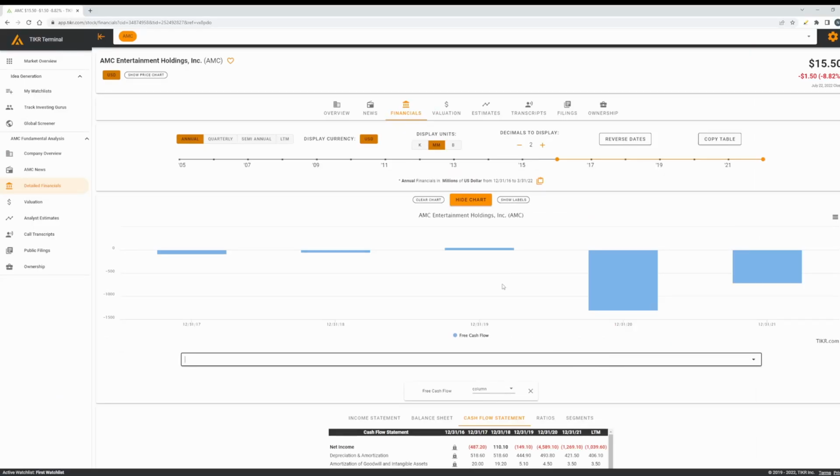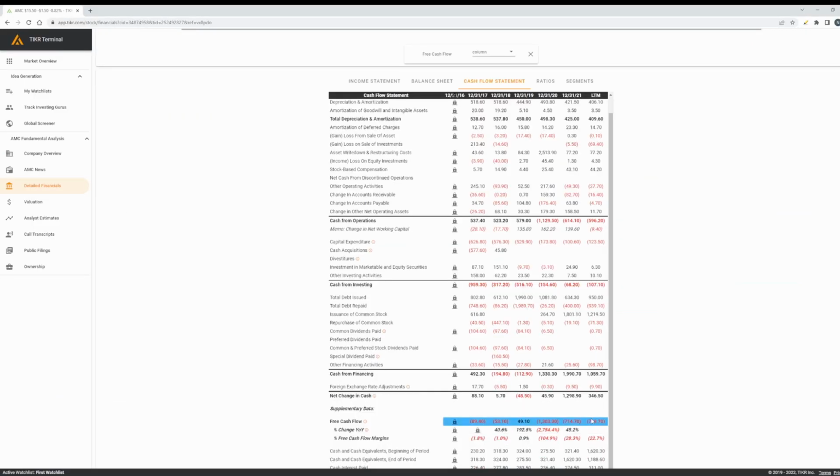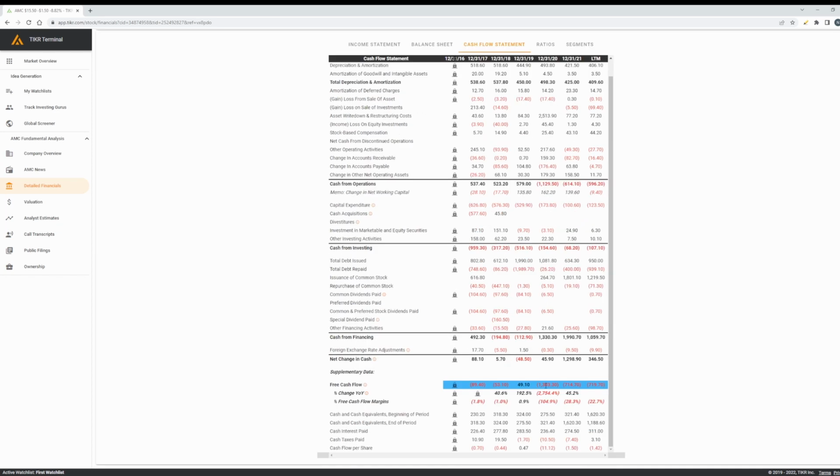Remembering that these values are in the millions, and that the brackets and the red indicate a negative value, that's $719 million. And going back over a few years, you can see that they haven't been able to make money, except for a time in 2019 where they were actually generating positive cash flow.